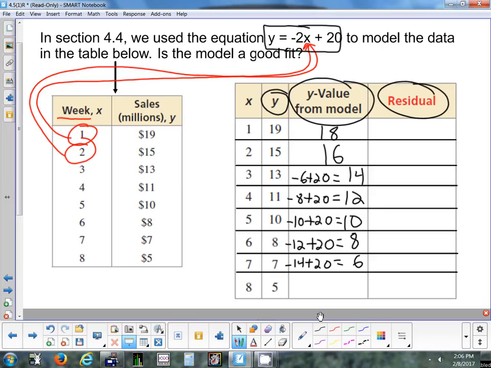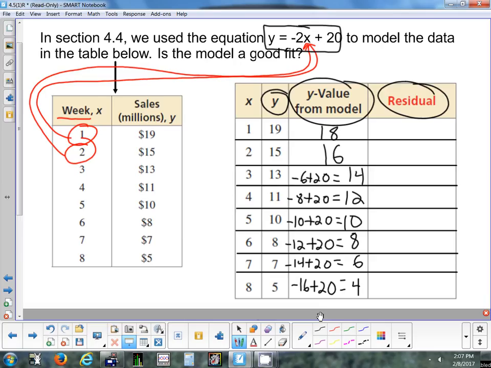And what about the last one? What's my last x value? Yeah, plug in 8. Negative 2 times 8 is negative 16. Antonio, what's negative 16 plus 20? 4. Okay, so now we've got all the y values that the model predicts. We've got the actual y values from the problem. We're going to find out how much they're off.